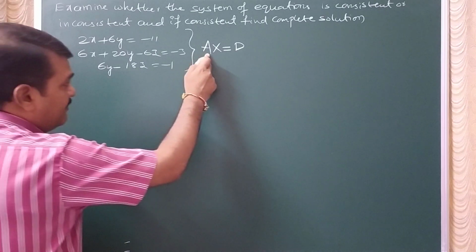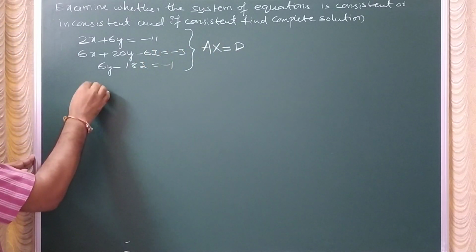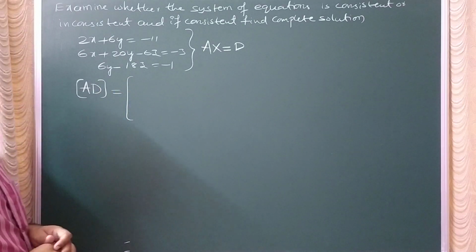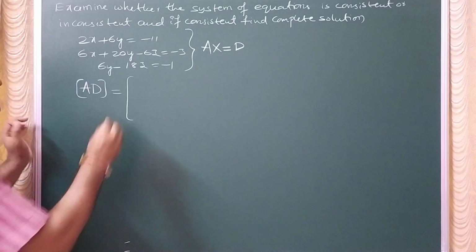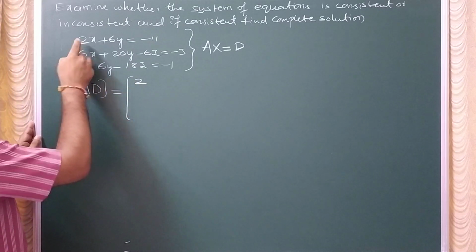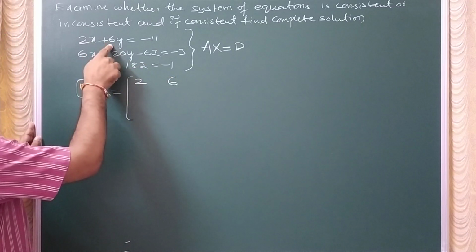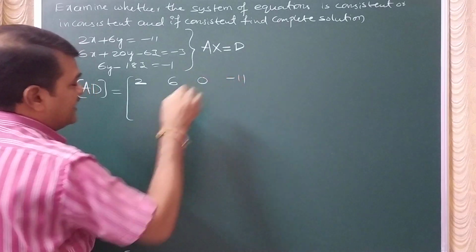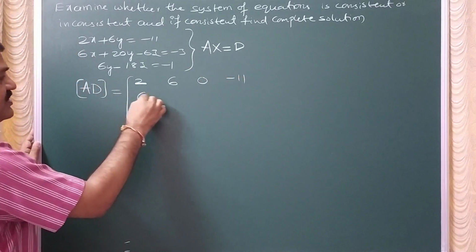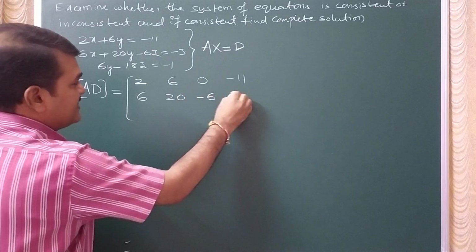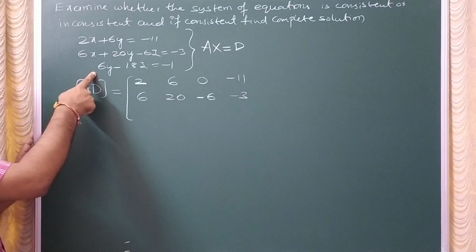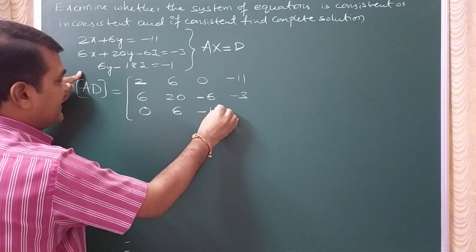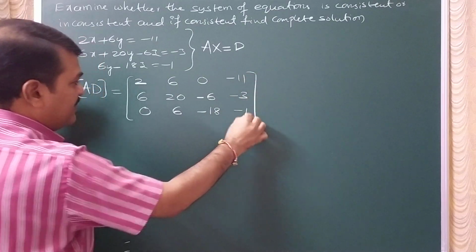Now, combining A and D, let me write the augmented matrix. The first row has the first equation: coefficients 2, 6, we don't have a z term here so 0, and minus 11. Second equation, coefficients 6, 20, minus 6, minus 3. Third equation, we don't have x here, so 0, 6, minus 18, minus 1. So this is the augmented matrix.